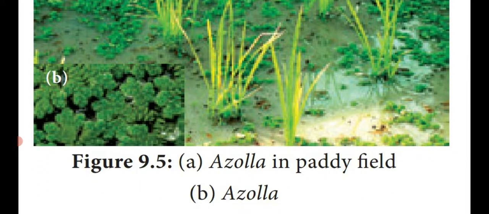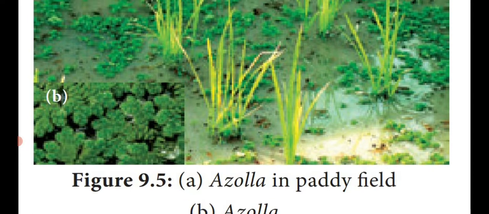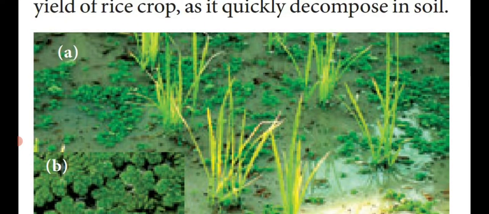The second diagram shows azolla in a pond or a lake. So this azolla is artificially produced in some agricultural farms.